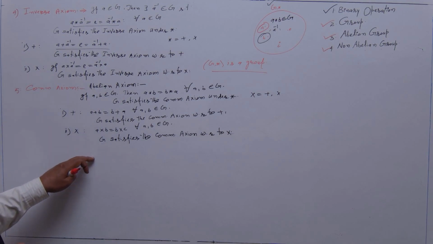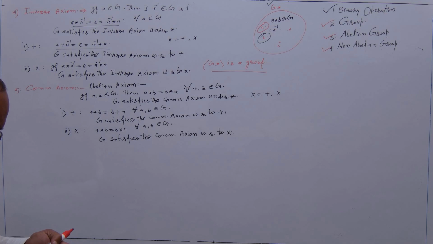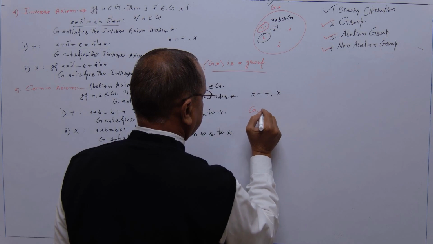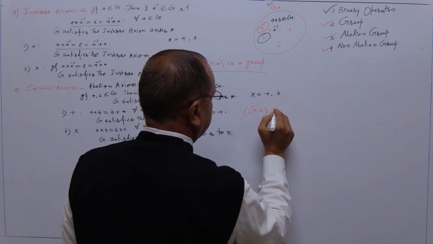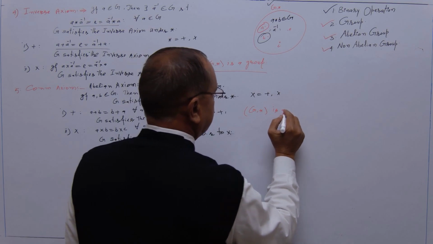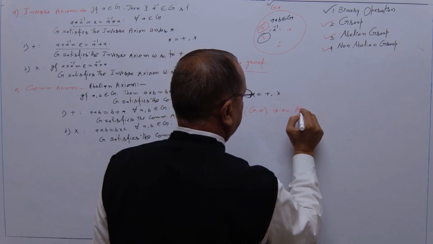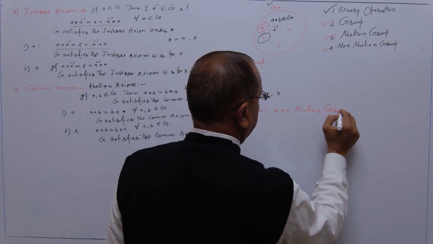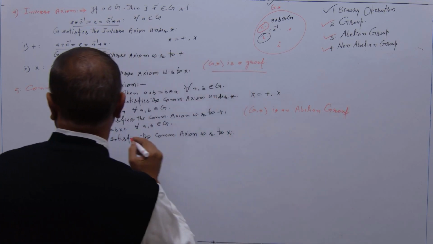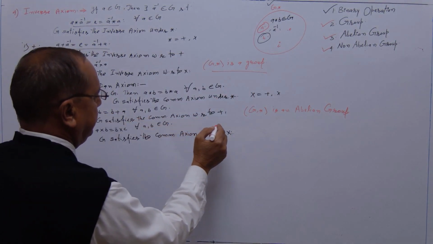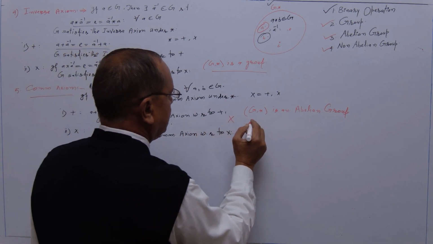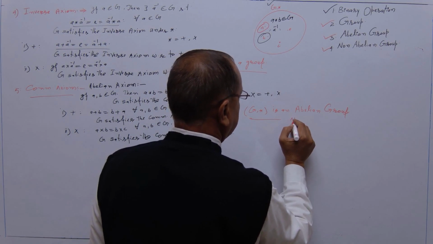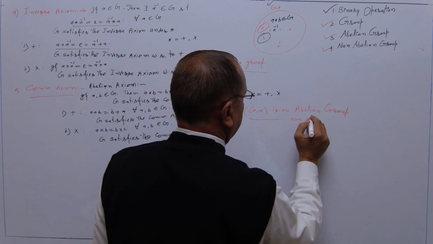When these five properties are satisfied, then the given set G under operation star is an Abelian group. If this fifth property is not satisfied, then this set G is not an Abelian group. It is called a non-Abelian group.